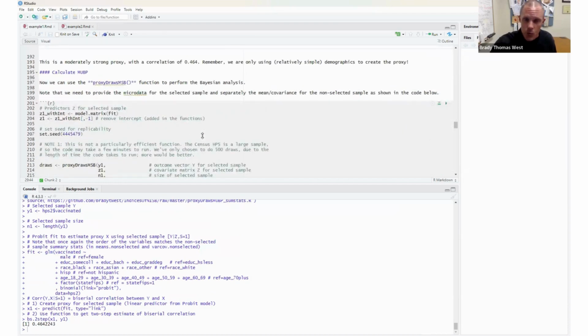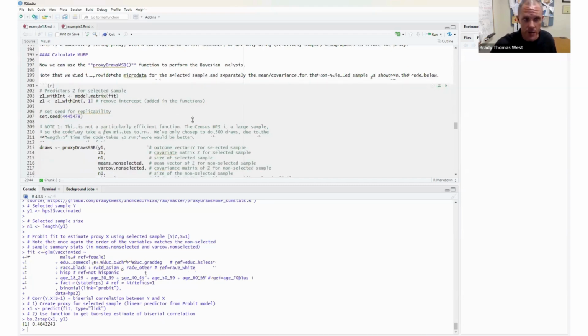Okay. Now that we have all the essential ingredients, and we're going to be Bayesian, we're going to take draws of phi. We're not starting with particular values of phi. We're going to take draws. I can go ahead and carry out that full Bayesian analysis.